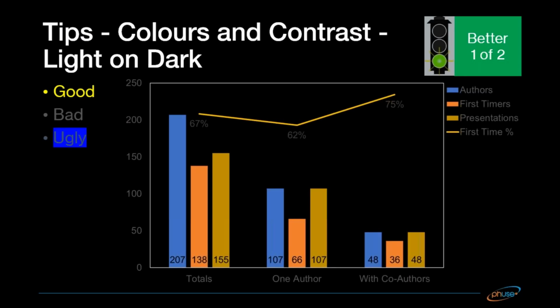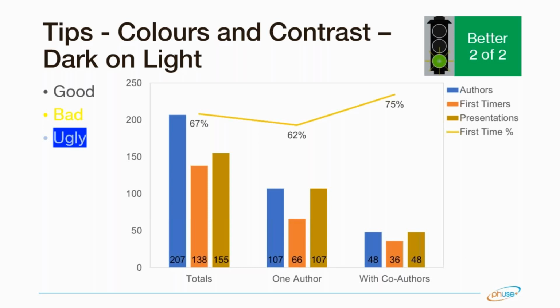So it looks kind of dull there, I think. But then when you go onto a light background, it kind of pops a little bit better, and without actually changing any of the colors. And here on a dark text on a light background, obviously dark text is good, yellow and white is bad, and ugly is still ugly.